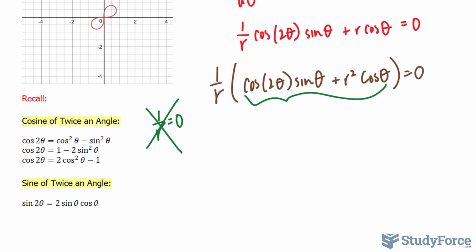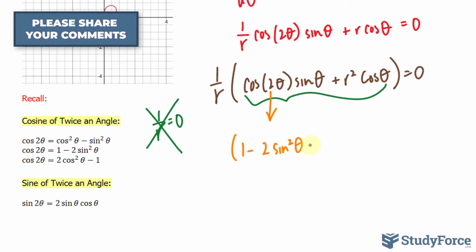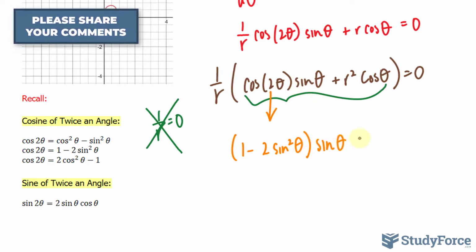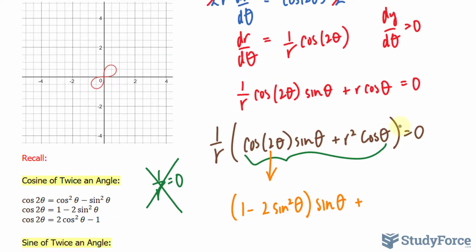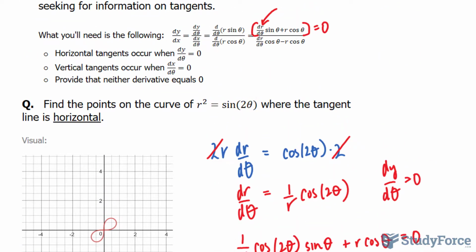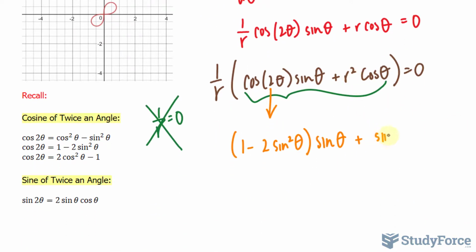Now, recall that there are identities known as the cosine of twice an angle and sine of twice an angle identities, or double angle identities, in other words. Cosine 2 theta is the exact same thing as 1 minus 2 sine squared theta. So I'm going to replace that factor with 1 minus 2 sine squared theta times sine theta plus, and remember, r squared is equal to sine 2 theta. So I'm going to replace this factor with sine 2 theta, our original equation, multiplied by cosine theta.